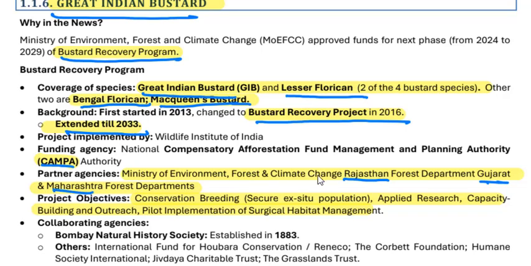You just need to remember, it can be asked whether the Great Indian Bustard is only found in Rajasthan. Actually, most of the Great Indian Bustard is found in Rajasthan, that is more than 95%, but it is also found in Gujarat and Maharashtra.